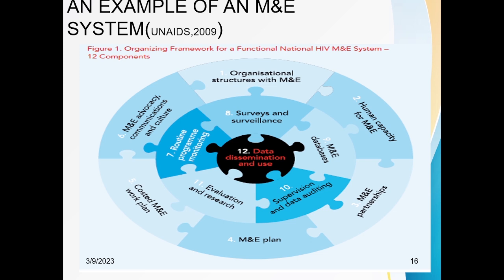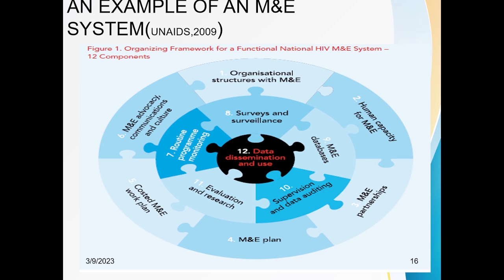Then you have the human capacity for M&E. Looking at the structure, you have the human capacity, which is the M&E officers, enumerators, team leaders, field staff, community leaders. All these feed into the M&E system because you need them.